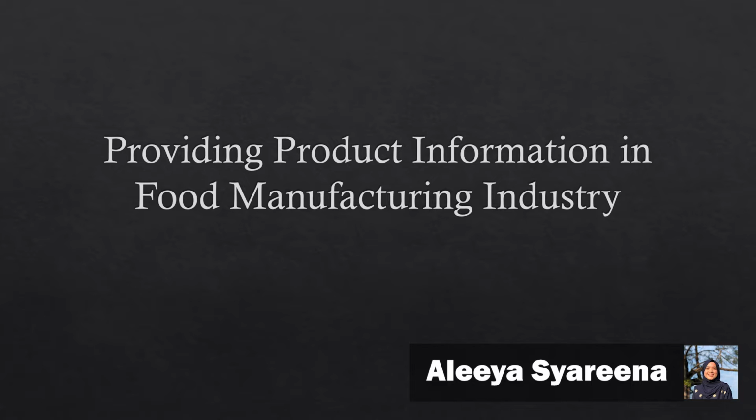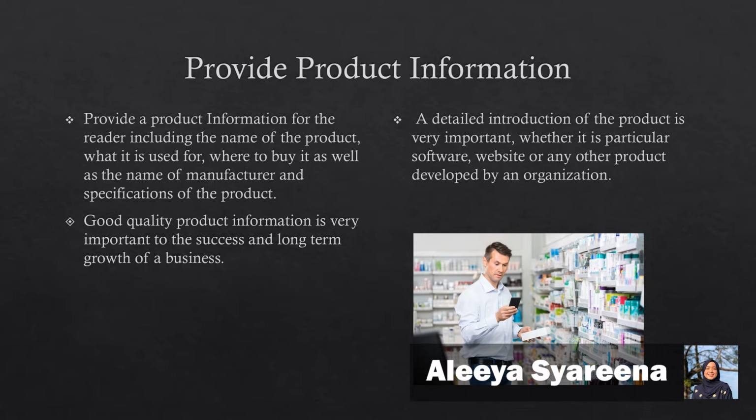So I want to present about providing product information in the food manufacturing industry. Provide product information for the reader, including the name of the product, what it is used for, where to buy it, as well as the name of the manufacturer and specification of the product. A detailed introduction of the product is very important, whether it is a particular software, website, or any other product developed by an organization. Good quality product information is very important to the success and long-term growth of a business.